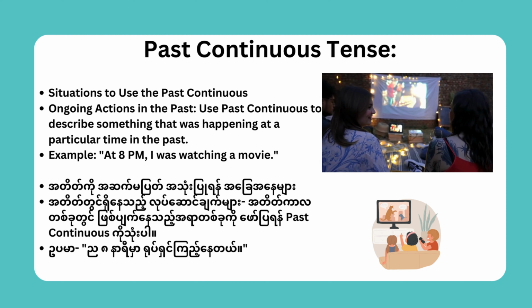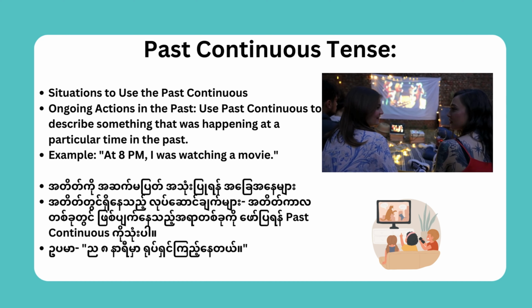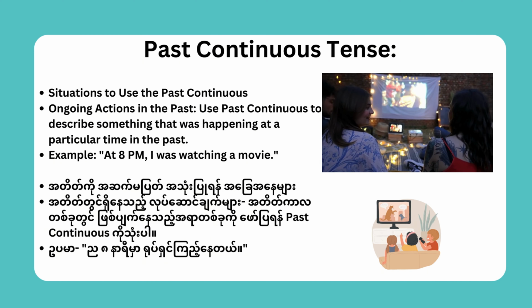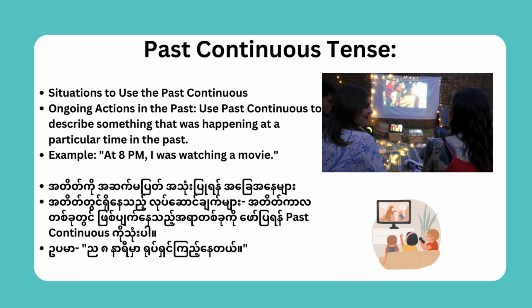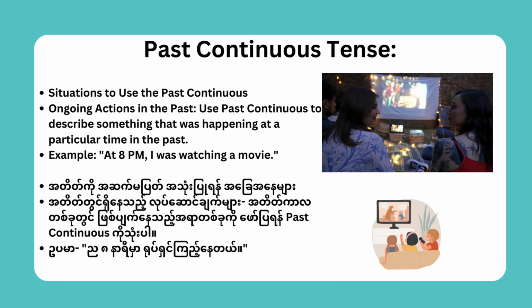Situations to use the past continuous. Ongoing actions in the past: use past continuous to describe something that was happening at a particular time in the past. Example: at 8 p.m. I was watching a movie.